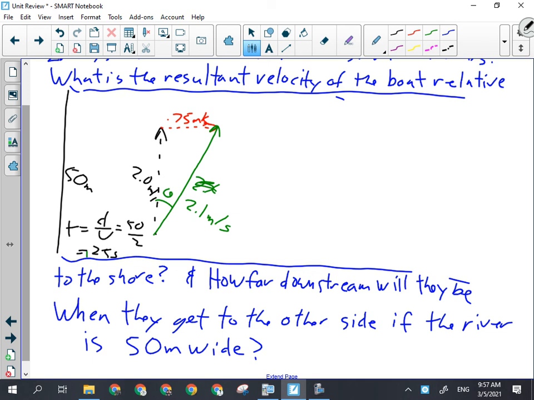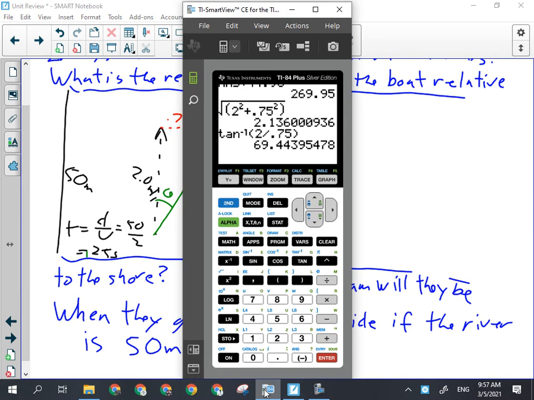All 25 seconds, I'm moving downstream at 75 meters per second. Or sorry, not 75, 0.75 meters per second. That would be a really fast river. So we'd have 0.75 times 25, right? So we're looking at 18.7, or actually we'd have just 19 meters, since we only have two significant figures there. 19 meters downstream.